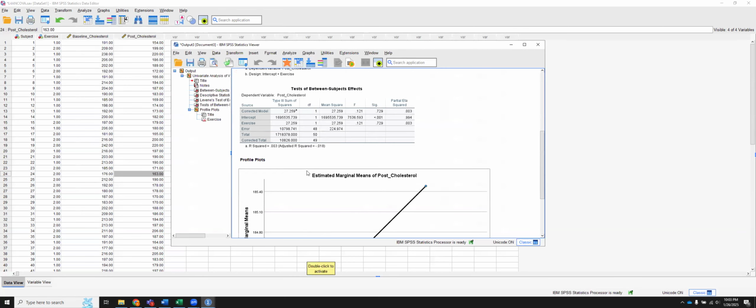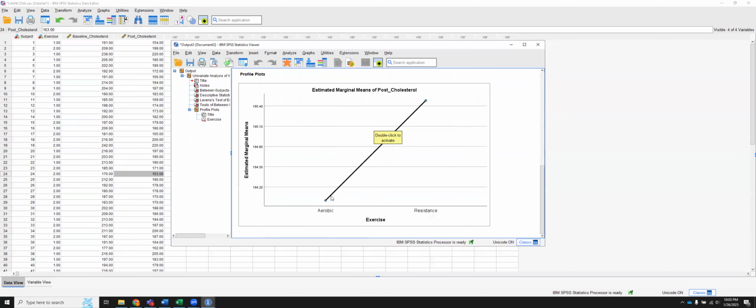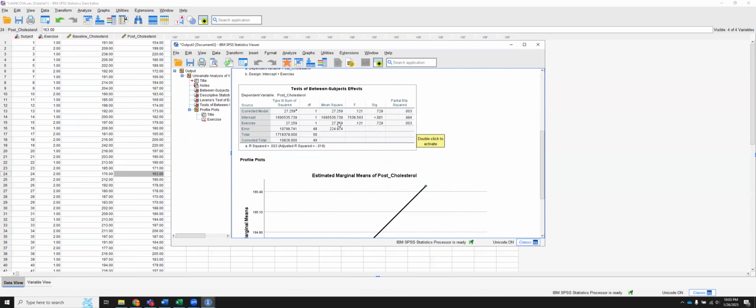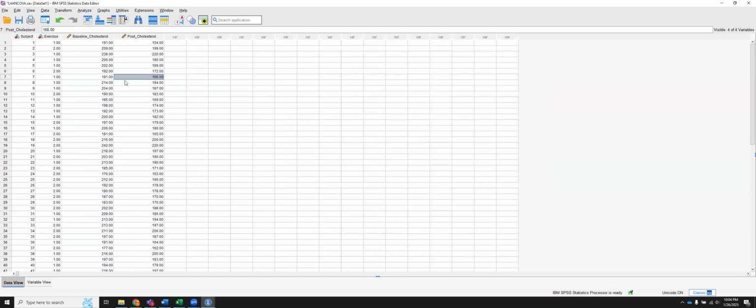Here you can see the significance level. The p-value for exercise is 0.729, which means there's no statistical significance. We can also compare the post hoc, the post treatment. We can see the aerobic is lower compared to the resistance. However, there's no significant difference. Then what happens? Because we didn't include the covariate, we can do an additional test.